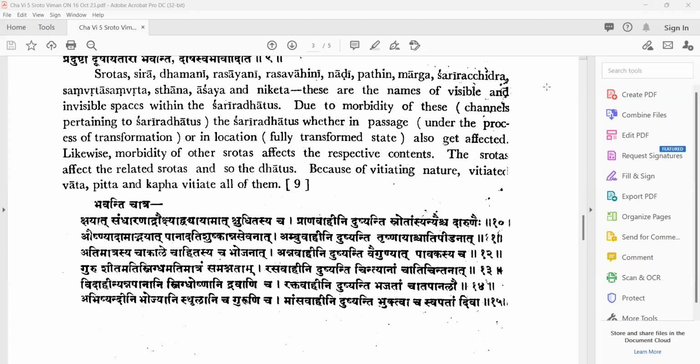My dear friends, please open your notebook. Put the date, that is 16th of October 2023. Put Roga Nidan Srotas. Dushti Hetu that we are going to see, and Srotas Dushti Lakshan we are going to see. Srotas Dushti Hetu, which are the causes that are disturbing the physiology of that particular Srotasas. They are the Hetu. Hetu means cause.